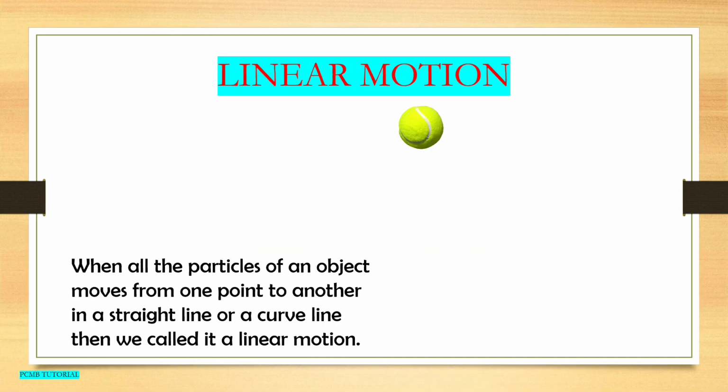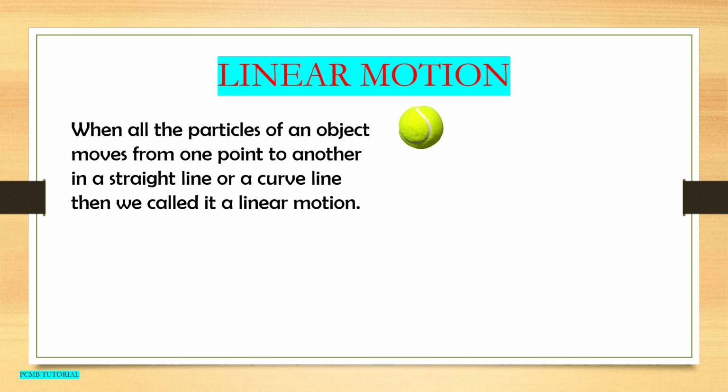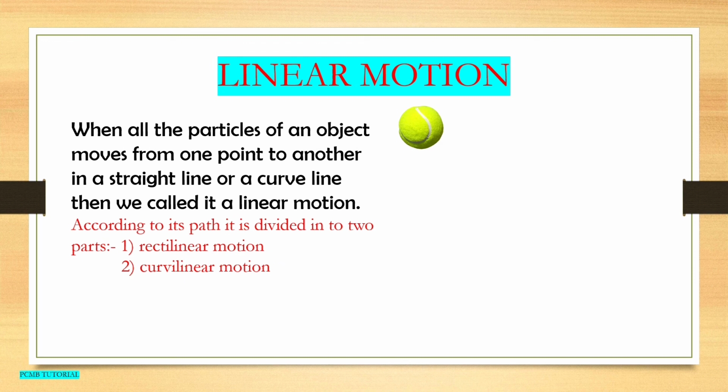So what is linear motion? When all the particles of an object move from one point to another in a straight line or a curved line, then we call it linear motion. According to its path, it is divided into two parts. One is rectilinear motion. That means when an object moves only in a straight line, it is called rectilinear motion, and the other is curvilinear motion.